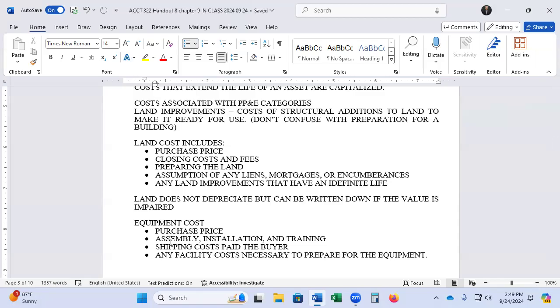So for example, if they were deciding to use this room as a video room and they were going to come in and redo the space and put in new cameras and video equipment, any of the costs to prepare this room for those equipment would go into the capitalization of that equipment.